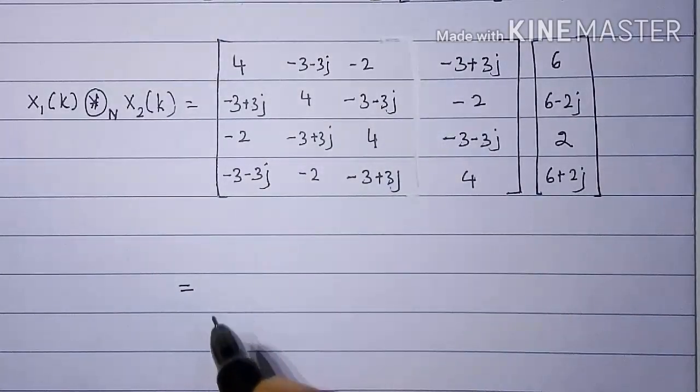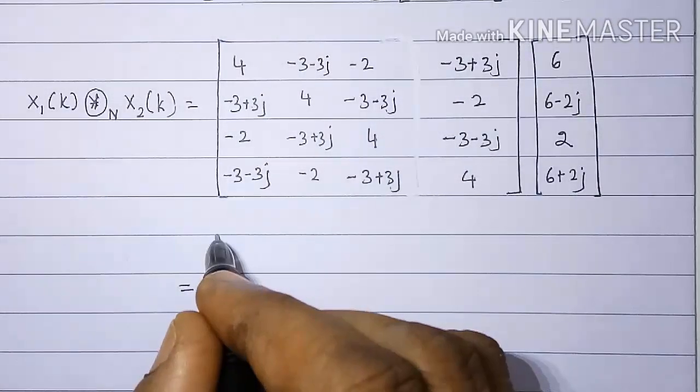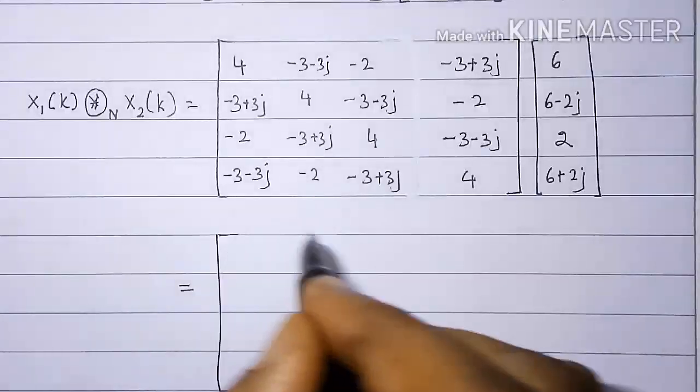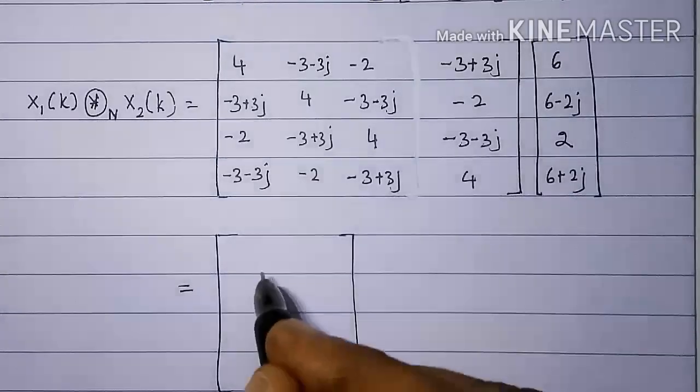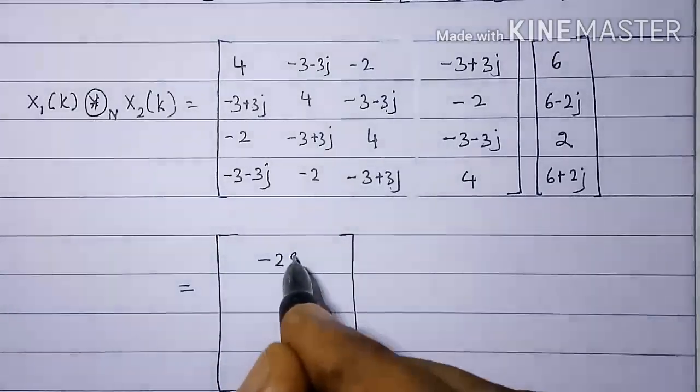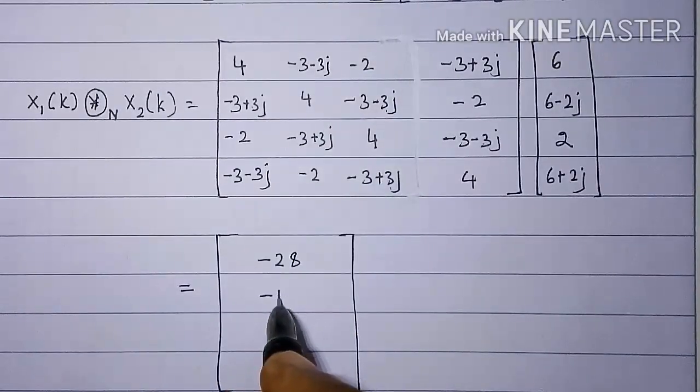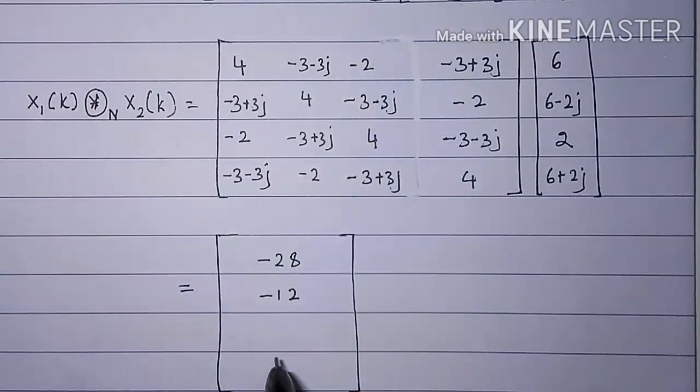After multiplication we get minus 28, minus 12, minus 28, minus 12.